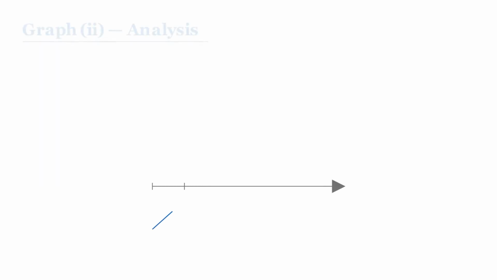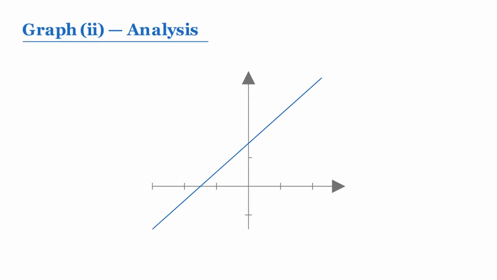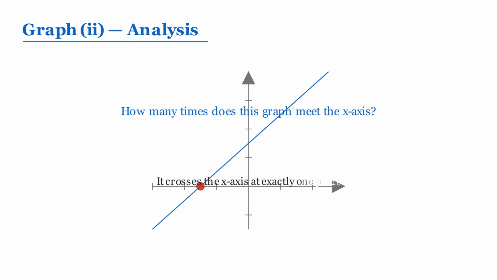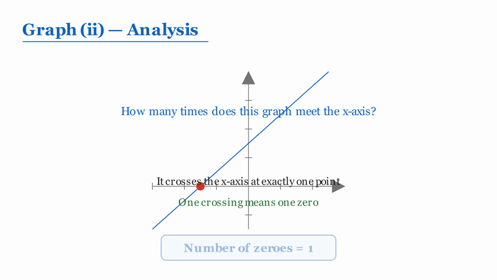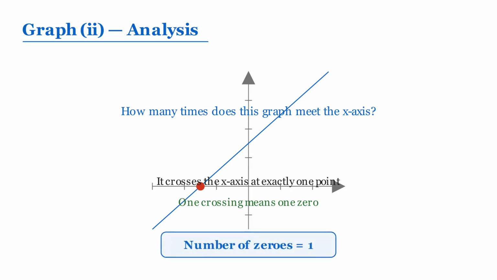Now let us analyze graph 2. How many times does this graph meet the x-axis? Observe that it crosses the x-axis at exactly 1 point. 1 crossing means 1 zero. Therefore, the number of zeros is 1.